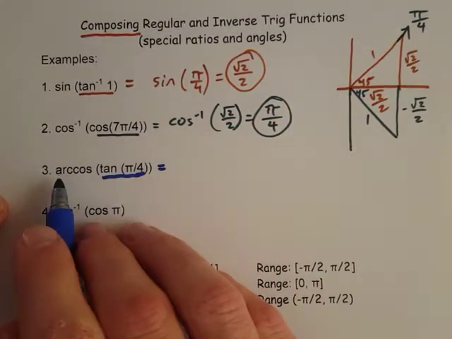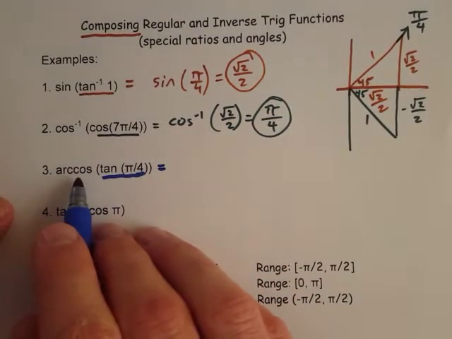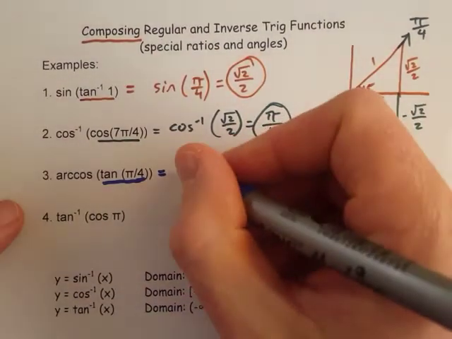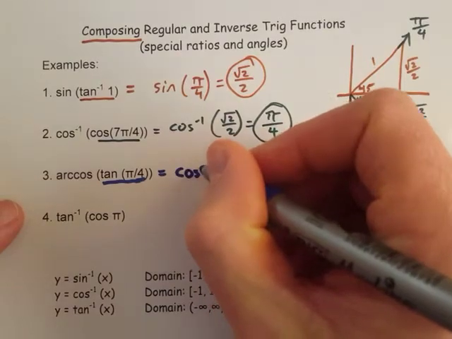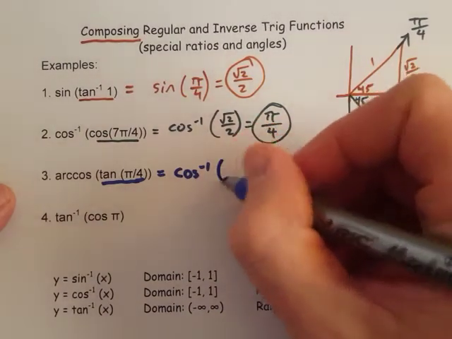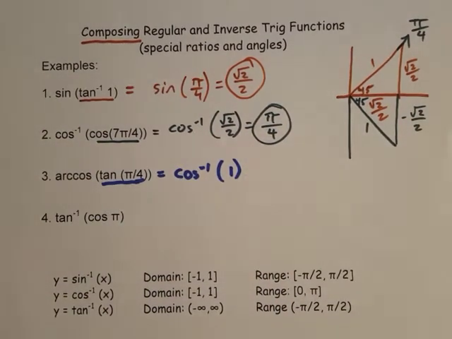Now, one other thing I want to address here is it says arc cosine. I don't necessarily like that notation. You might be okay with it. That's fine. But I'm just going to change this to what it also is, and that's cosine inverse. And so now we're looking at cosine inverse of 1.